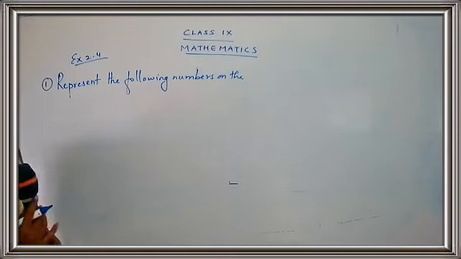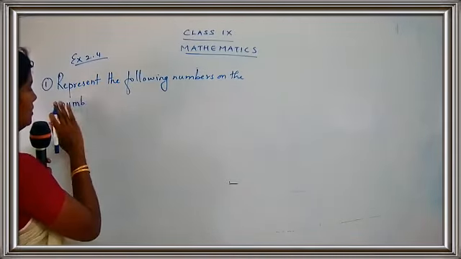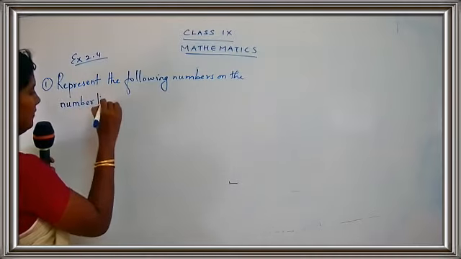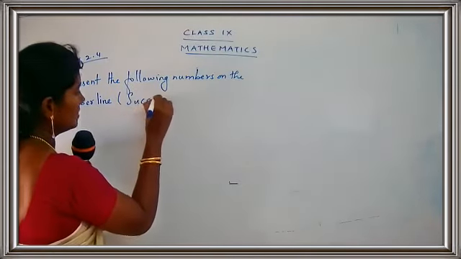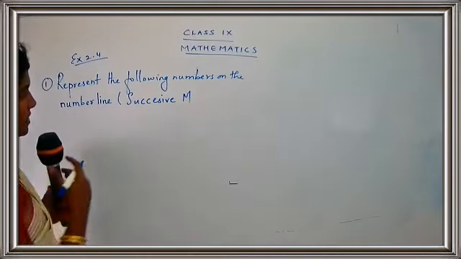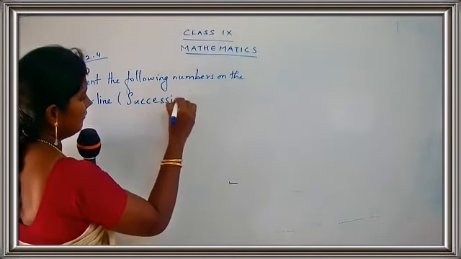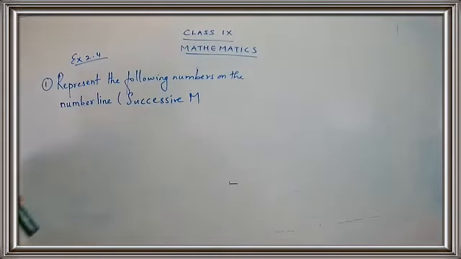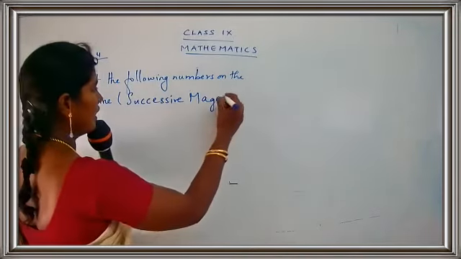Write down the question. Represent the following numbers on the number line. Write down here the method: successive magnification. Successive, double S, S-U-C-C-E-S-S-I-V-E. Successive magnification. You are going to represent the following numbers on the number line using successive magnification.